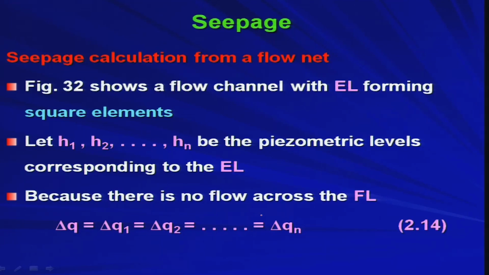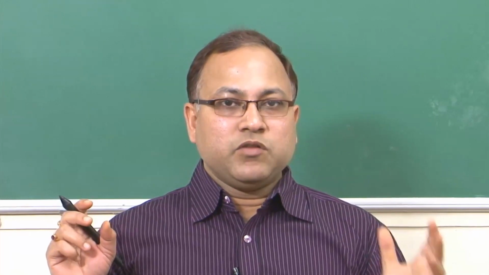Now, because there is no flow across the flow lines, because it is not allowed at all, when you are drawing the flow lines and constructing flow channels, flow cannot occur across the flow lines. It cannot cross those flow lines; it will flow along the flow channels only. So, delta q, as I told you, must be equal to delta q1.